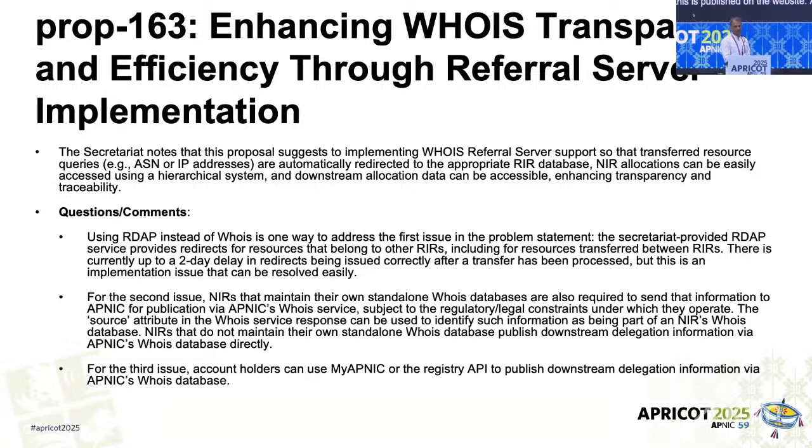The proposal suggests to provide a WHOIS referral server. So when you query for an address in one database, it redirects to the other database. Without going through each point that we raised, we believe that the current RDAP service actually provides this referral service. If you look for an IP address in the RDAP, it will redirect to the appropriate IR WHOIS database. But let's give more time for the proposal author to discuss the proposal instead of me standing here and going through every single point, which is already published.